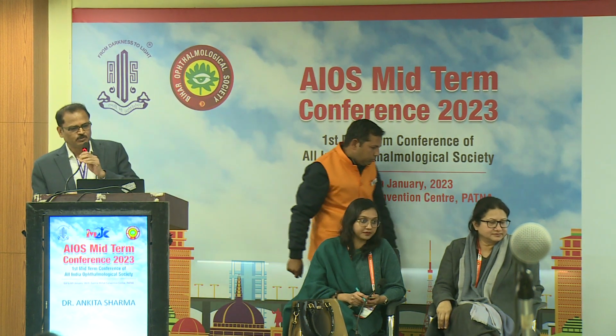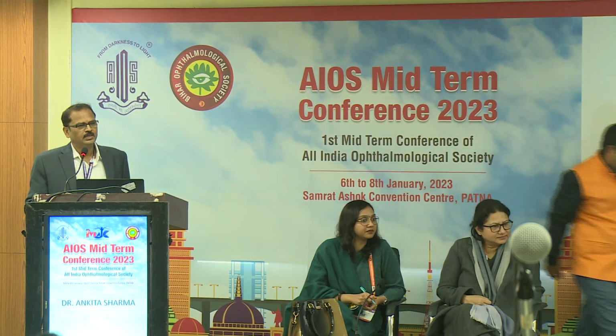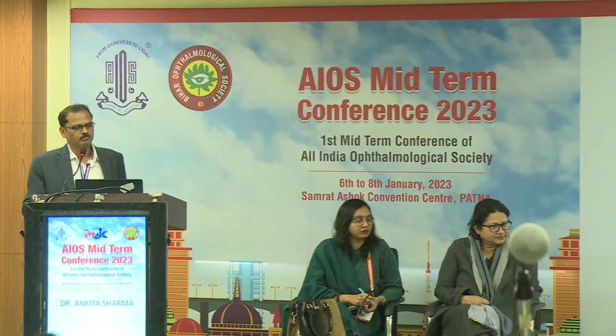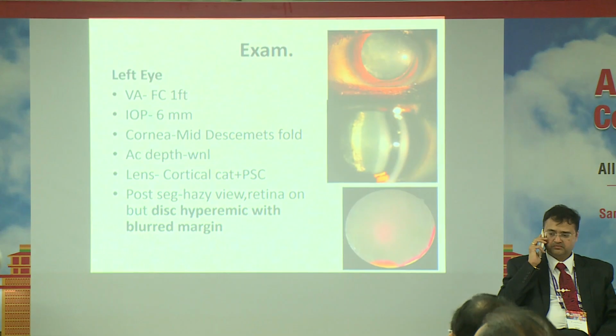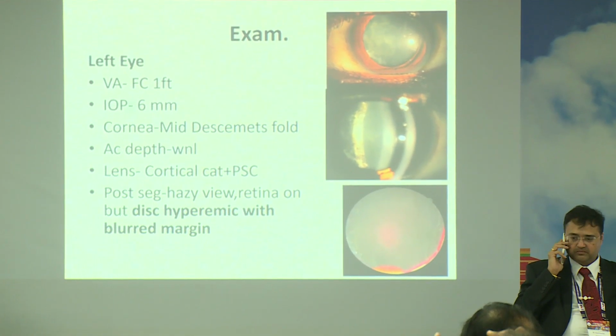So an 18-year-old poorly compliant male came to me with the complaint of decrease in vision for the last 1 month. He gave a history of blunt trauma with a cricket ball 2 months back, followed by a decrease in vision which resolved in 1 week's time. It was all because of hyphema as per the previous record, and it improved with medical management.